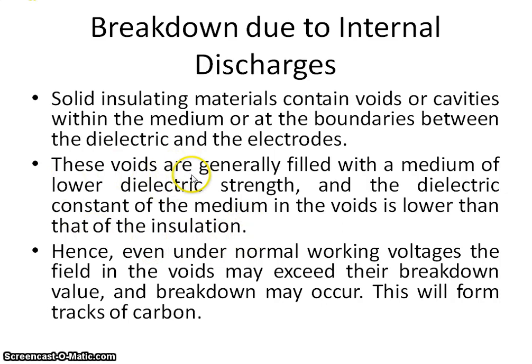Suppose the void is filled with air, so the dielectric strength of air is also less as compared to the solid. Hence even under the normal working voltage, the field in the void may exceed the breakdown value. So at normal voltage there is a breakdown. This is known as partial breakdown, meaning the breakdown due to the internal discharge, and this will form a track of carbon.